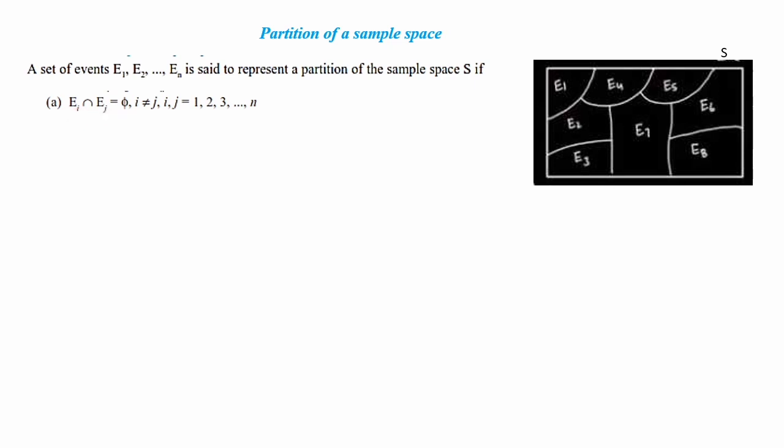to phi. In the sense, these events should be disjoint sets. Means if you take the intersection, it should be a null set. Simply, there should not be any common portion when we consider two events, and i not equal to j. In the sense E1 intersection E1 you cannot take, and i, j equal to 1, 2, 3, etc., n. This is the first condition, means Ei intersection Ej equal to null set. There should not be any common element.